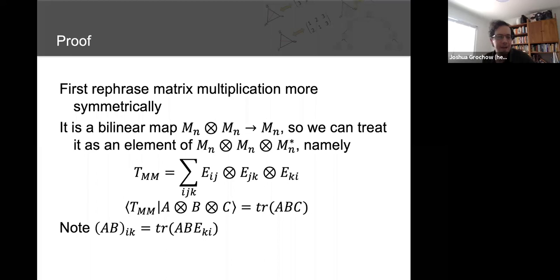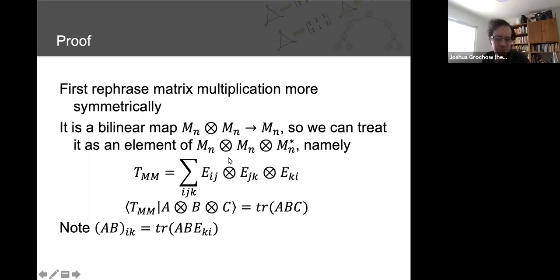And now I want to give you the proof. To write down the proof, it's a little convenient to rewrite matrix multiplication more symmetrically. The key thing is I'm going to write it as this tensor. It's a sum over i, j, k of e_ij, where this is the standard matrix with a 1 in position ij and 0s elsewhere. So e_ij tensor e_jk tensor e_ki, and I sum over all i, j, and k.